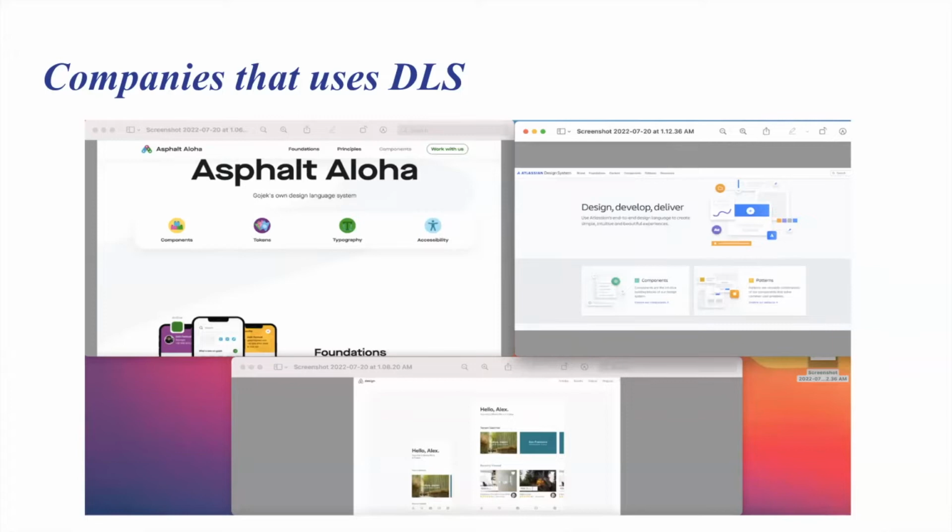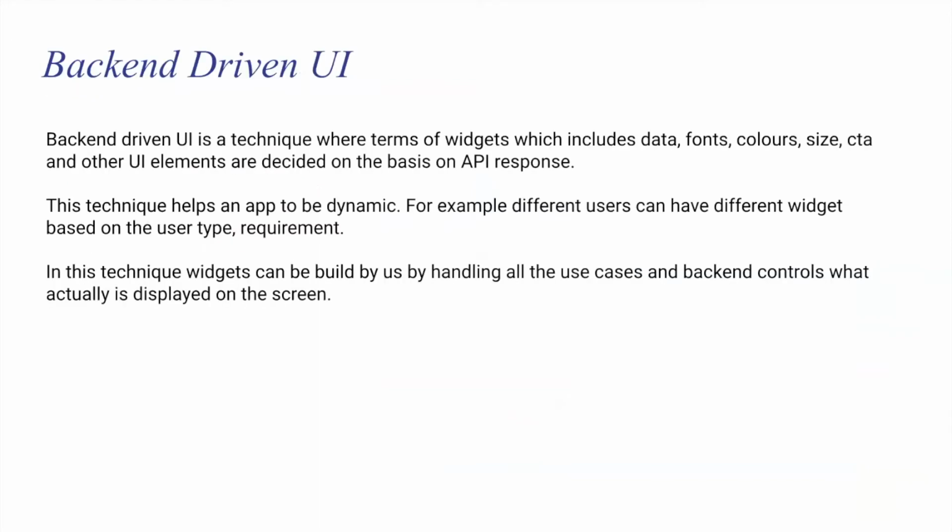There are so many companies using a DLS, a design language system. They have defined their own set of rules and guidelines. Some of the major ones are Atlassian, Airbnb, Gojek, Agoda, and Spotify. They all are using a design language system. I have mentioned the links of some of the companies in the next slide. You can check these links later. So this is all about the design language system.